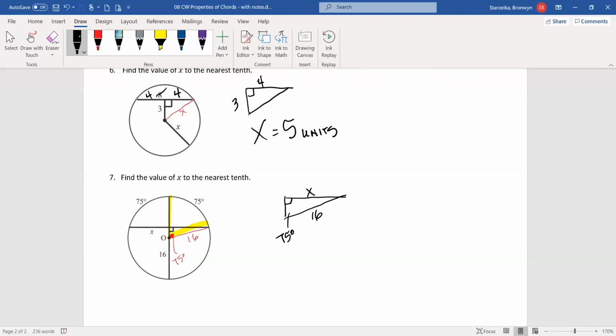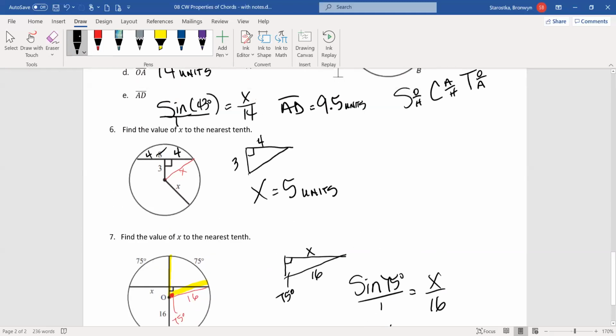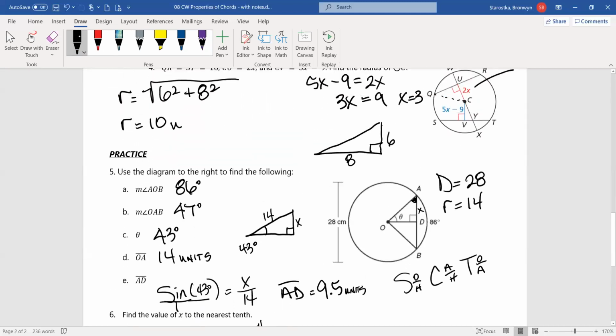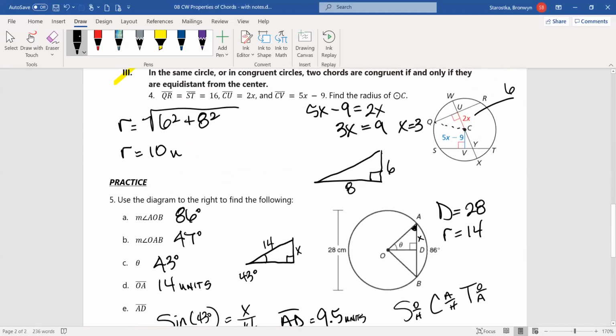Another circle problem. It looks like I can use sine again, opposite over hypotenuse. So I'm going to do sine of 75 degrees is X over 16, doing my cross product, rounding to the nearest tenth, X equals 15.4. So trig, draw in radii, sometimes we'll draw in chords, and Pythagorean theorem. All right.